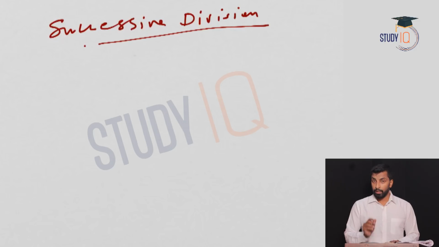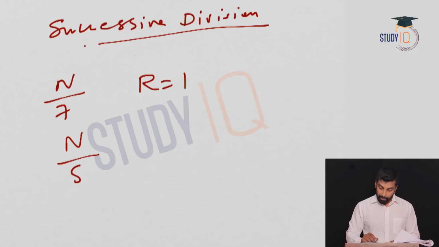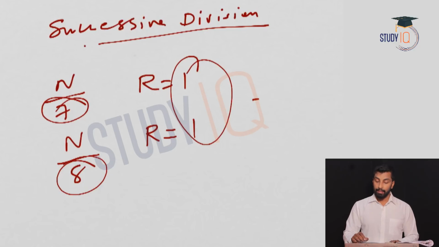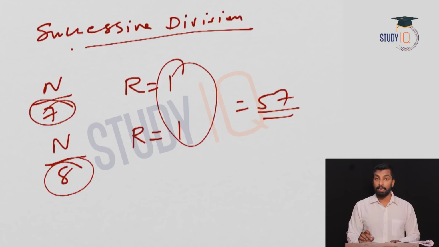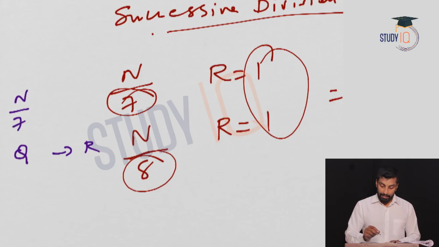Successive division. Till now we have seen: divided by 7 leaves a remainder and divided by 8 leaves a remainder. That means n I am dividing by 7 and writing remainder 1, n I am dividing by 8 and writing remainder 1, and the answer is LCM plus 1, that is 57. Successive division means, let's suppose n I divided by 7, I get a quotient and a remainder. Now I divide this quotient by some other number. That's successive division. First you divide the number, then you divide the quotient, and in each case you will get a remainder. That will be given. So let's make a question, you will understand it much better.